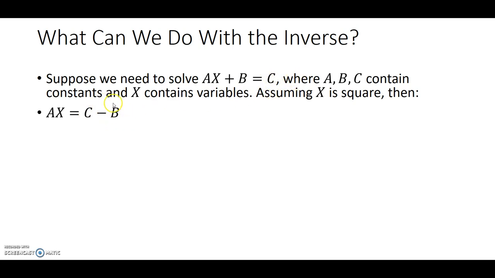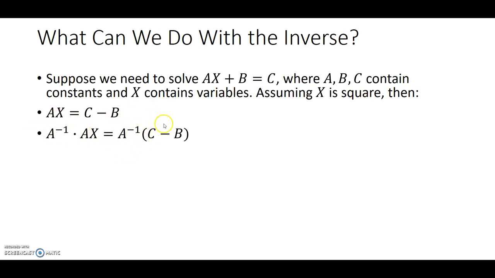Matrix addition is commutative, so I could have written -B plus C, but the negative is attached to the B. And now what I'll do is multiply both sides by the inverse. So I'll multiply by A inverse. Notice how I'm multiplying it on the left, so I have to multiply it on the left here as well.